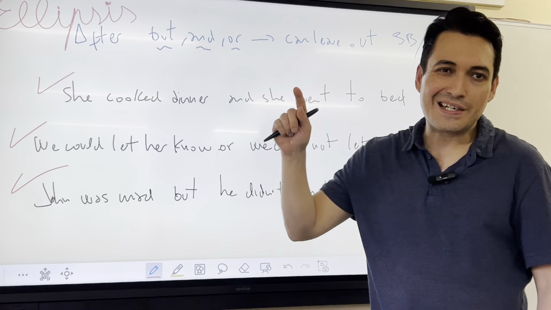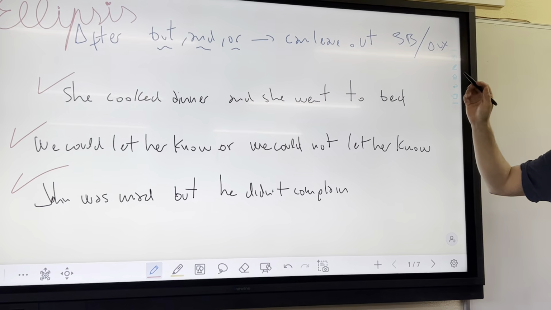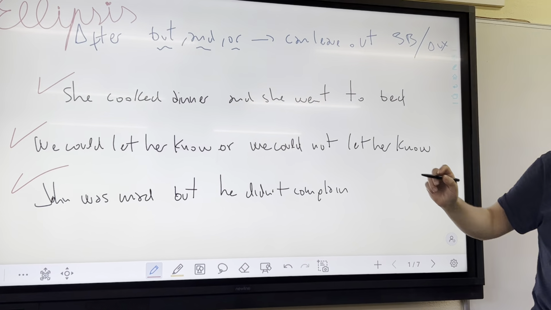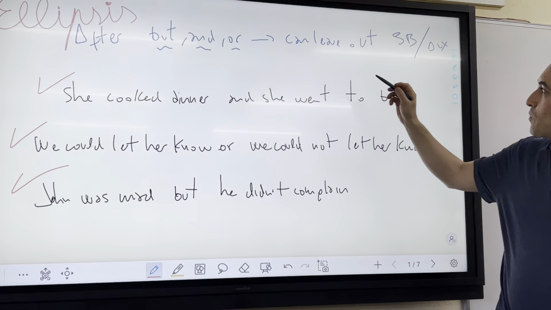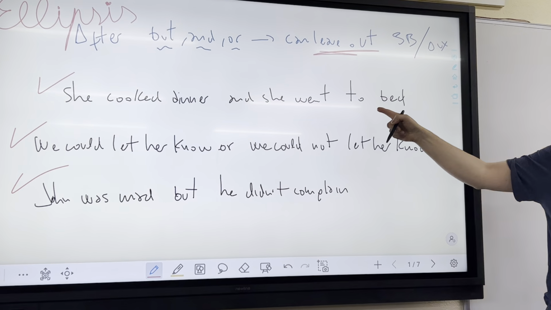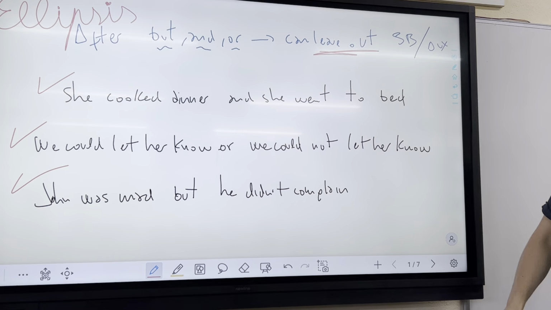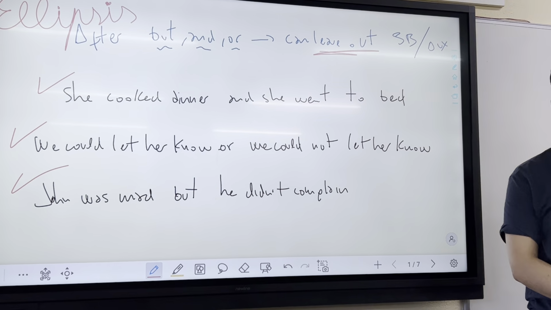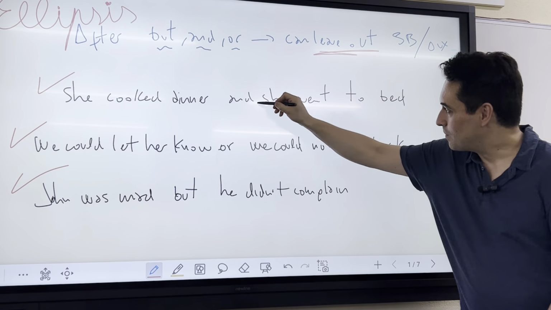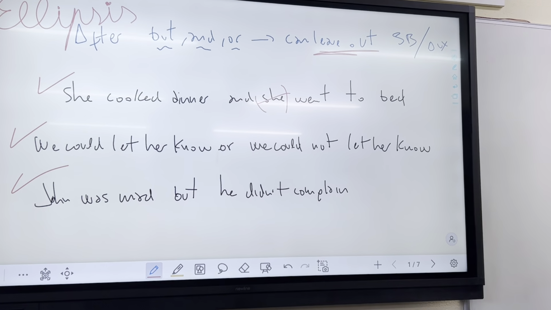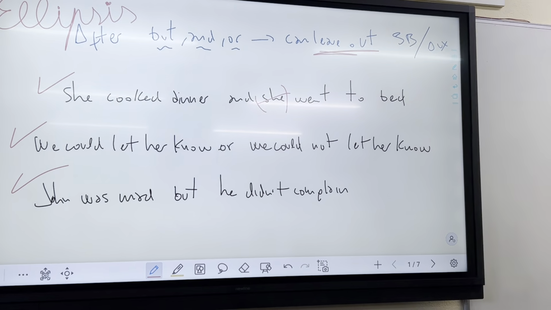Okay, we can remove only one word here. Trust your instinct. Which word can we remove? Which word can we leave out here in this first sentence? She cooked dinner and she went to bed. She can be left out. She cooked dinner and went to bed.